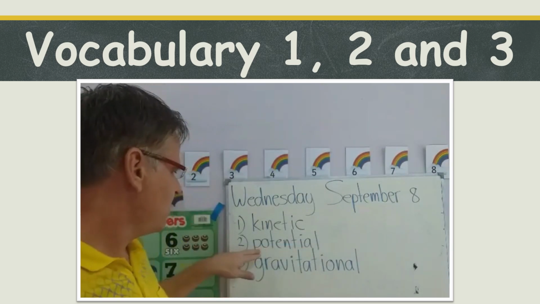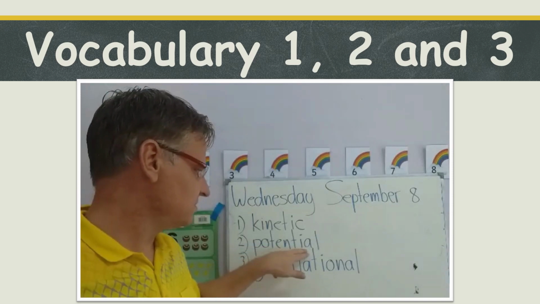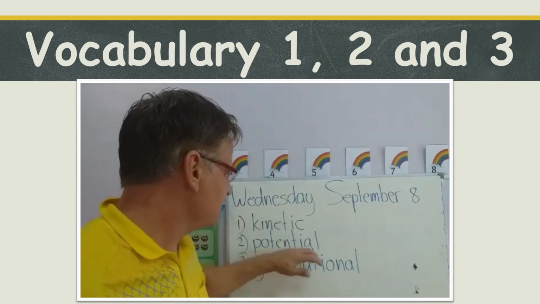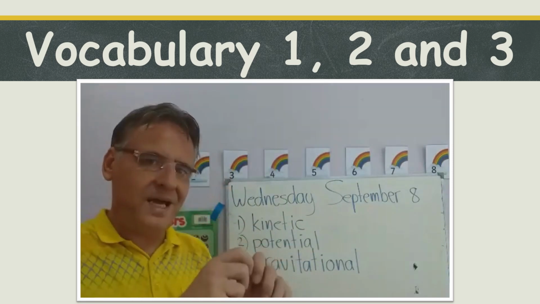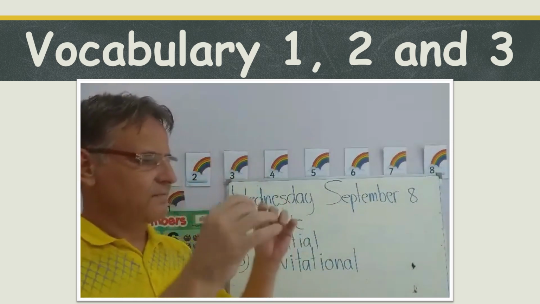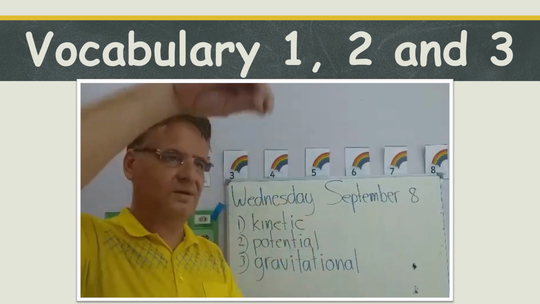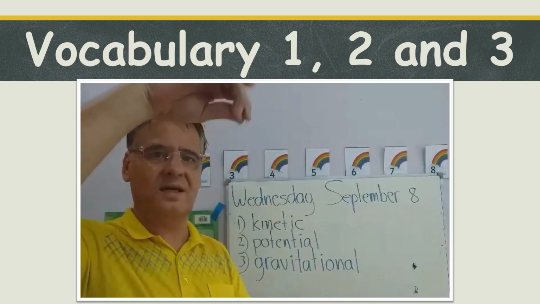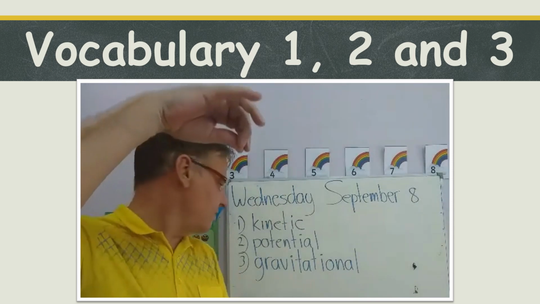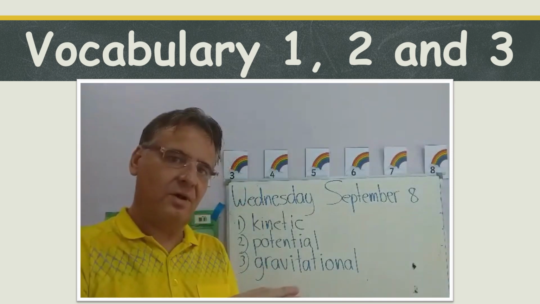Potential. Potential comes from the word like maybe or possibly. For example, you have a rubber band. Now, in a rubber band, if you hang it like this, there's no energy in a rubber band. The only thing that's there is gravitational energy pulling it. If you drop it, it will fall.